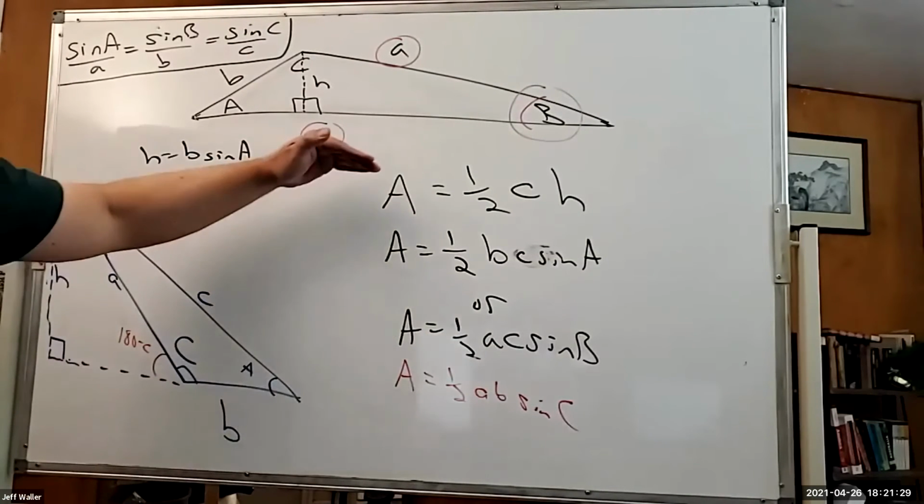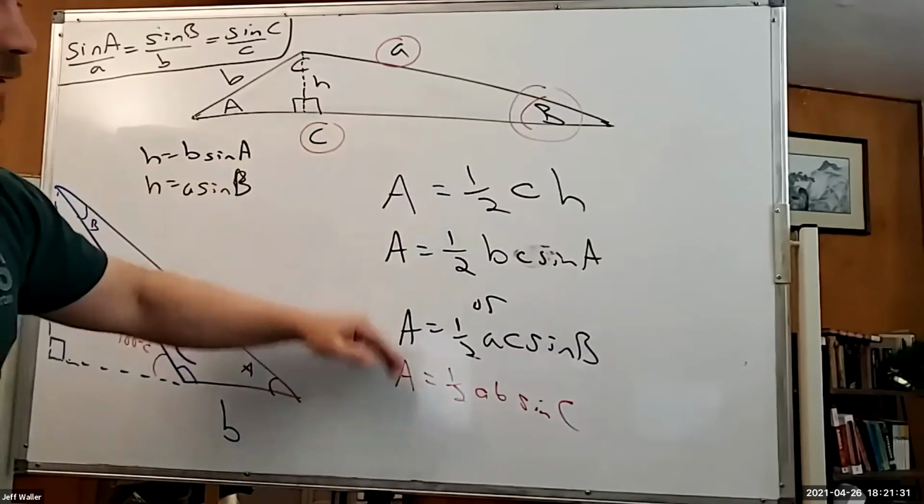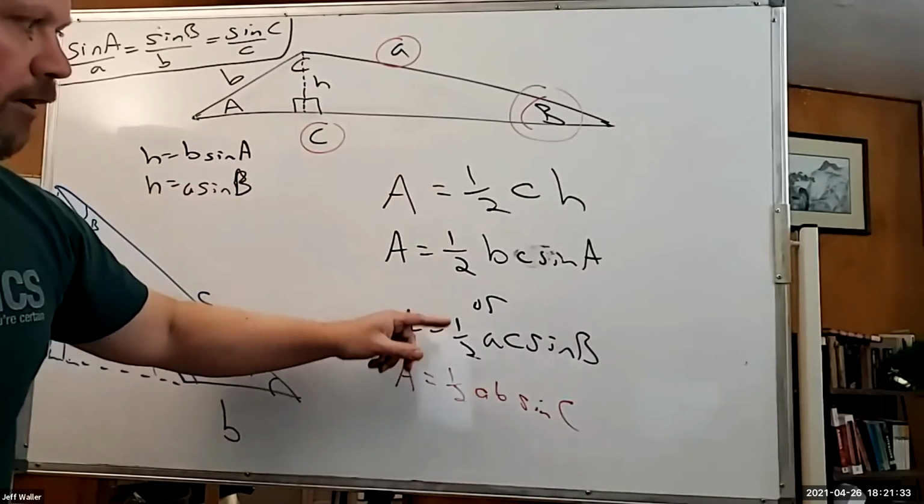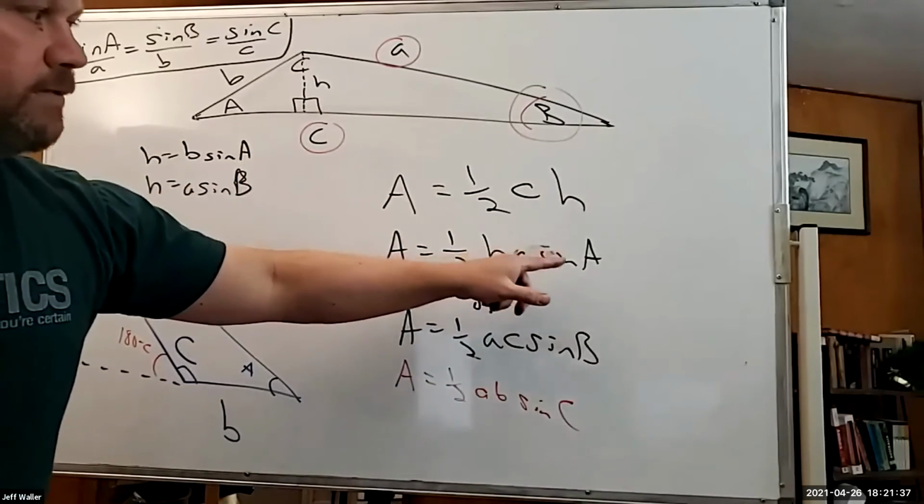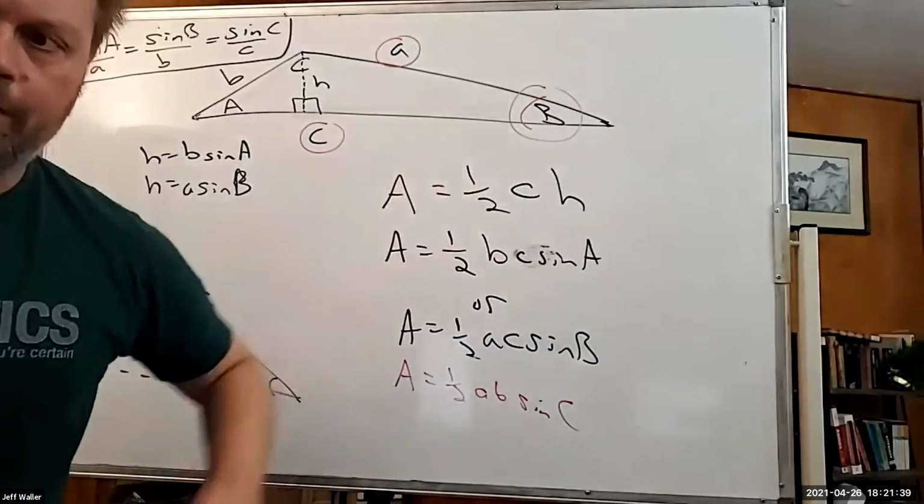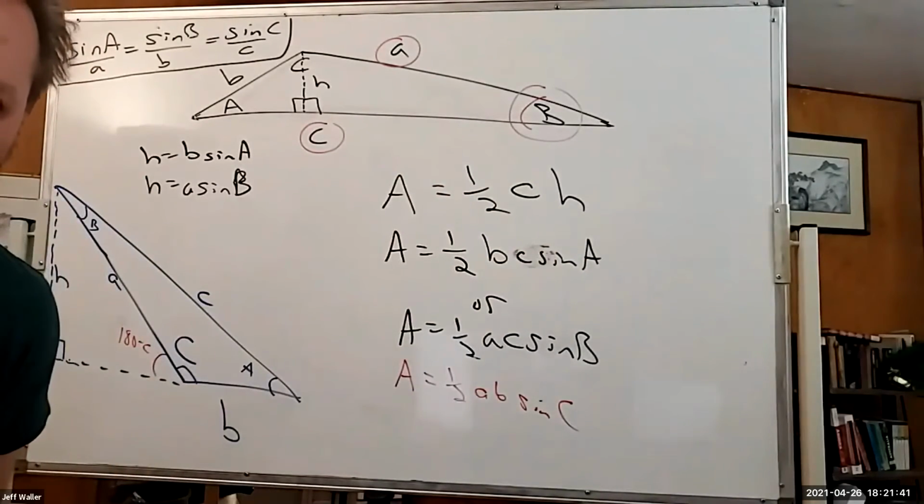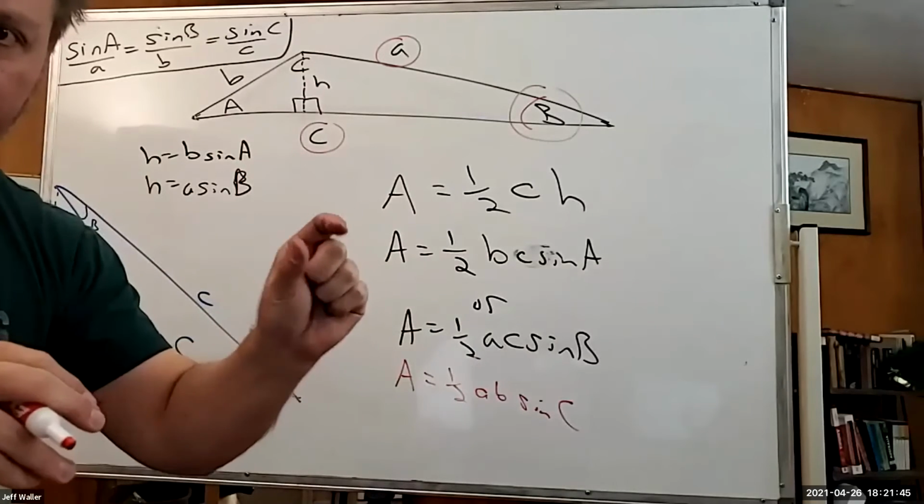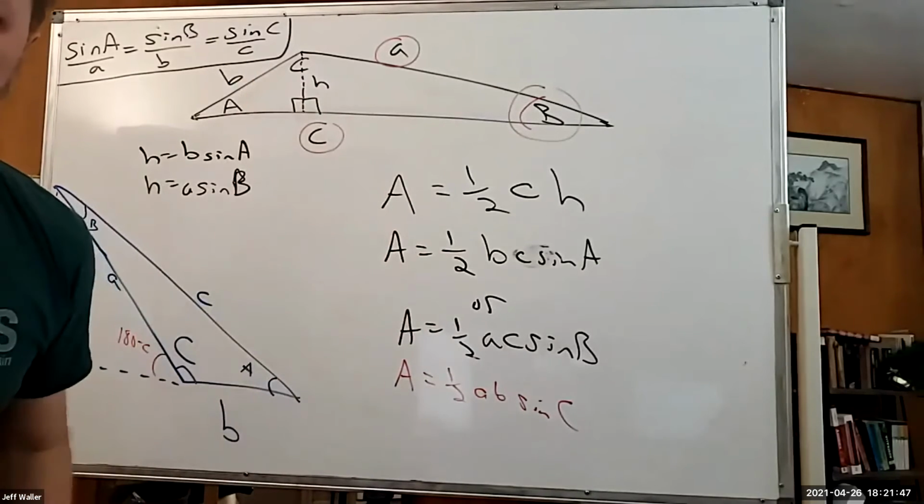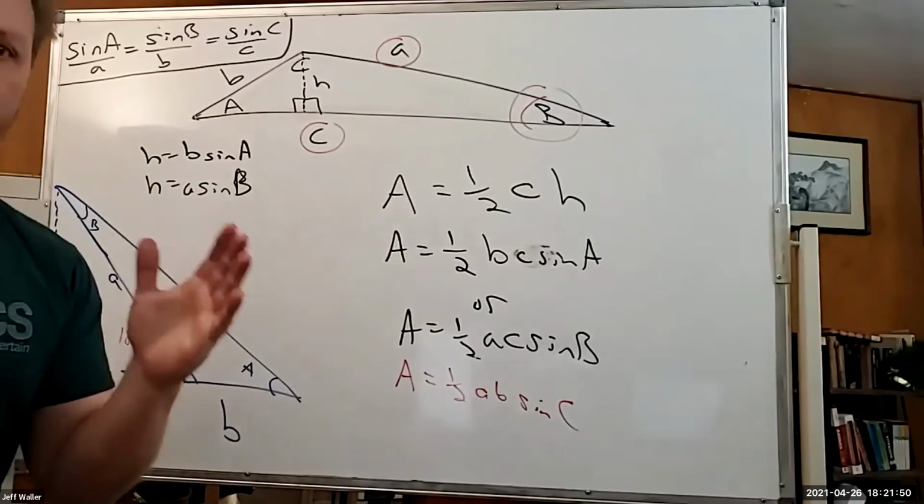So I've written what looks like several equations. These are all the same equation. The area is 1/2 multiply two sides times the sine of the included angle. So it doesn't matter which side you know, as long as you know the angle between them, you can get the area.